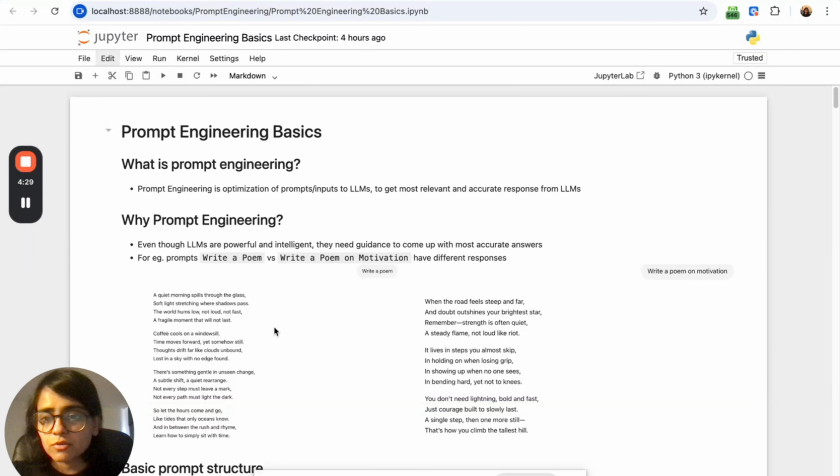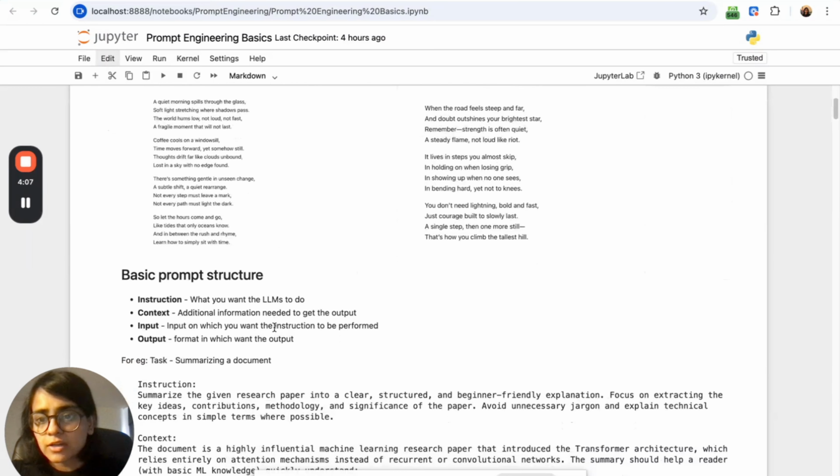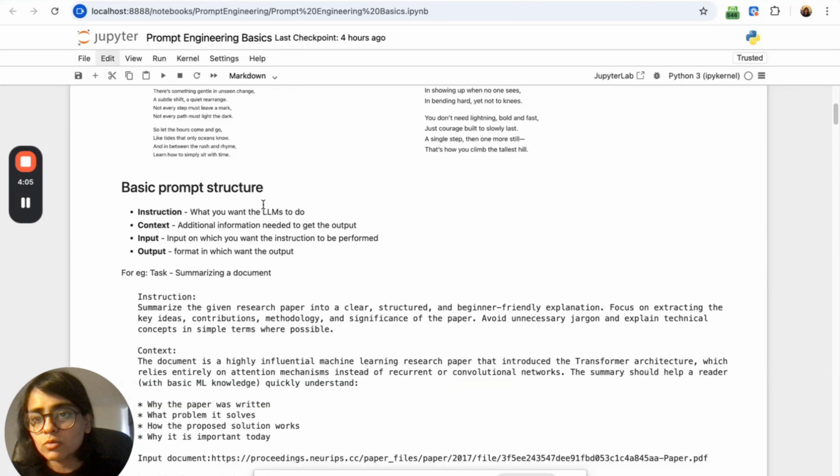So, for example, if you write a prompt like "write a poem," then the LLM will respond with a poem which is very generic. When you actually want a poem on motivation, it's better to write that in the prompt, saying "write a poem on motivation." Then the LLM response will be much more tailored to you and it will be the one that you are actually looking for. So for writing good prompts, you can follow this basic prompt structure, which has these four parts.